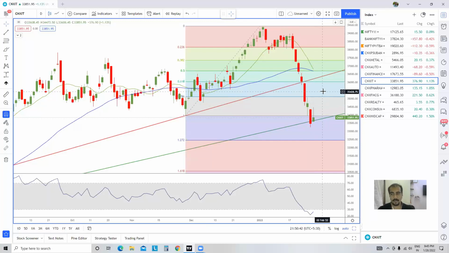Be very, very smart to pick your stock. Don't just jump into the IT pack and use any stock for going short. Be very, very smart in your picks.